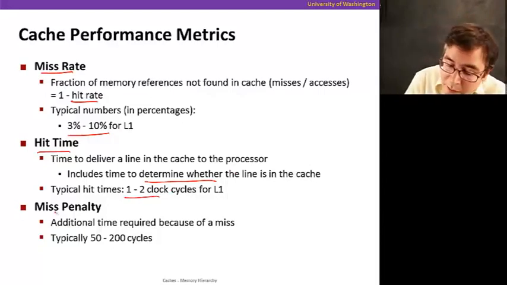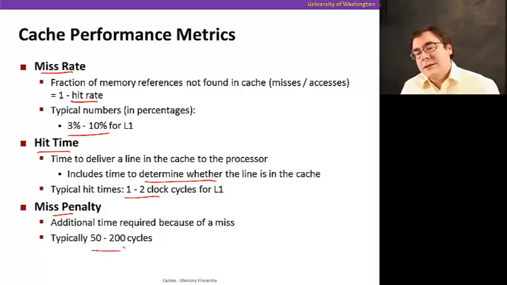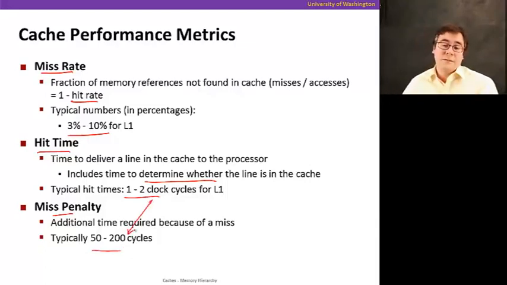Now the miss penalty is the time you pay when you do have a cache miss and you have to go to the lower levels of memory to bring the data. That varies between 50 and 200 cycles. So that's why I said before, remember, there was about a 100x difference between a hit and a miss. Well, here's an example.